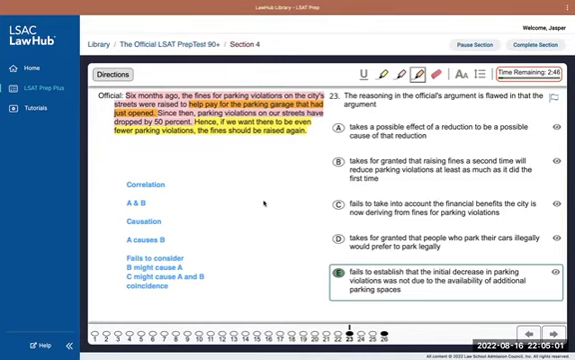They would prefer to do that. Yeah, and then E, we have fails to establish that the initial decrease in parking violations wasn't due to the availability of additional parking spaces, and that availability has to do with a new parking garage having opened. All right, so again, quite a long explanation for this question, but hopefully there are some nuggets in there that you can take with you to other flawed arguments, and in particular, flawed arguments that use the correlation equals causation fallacy.